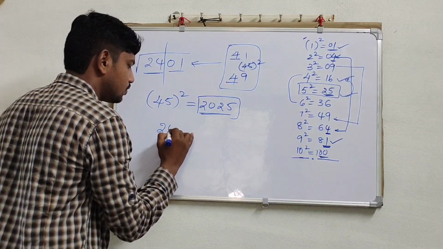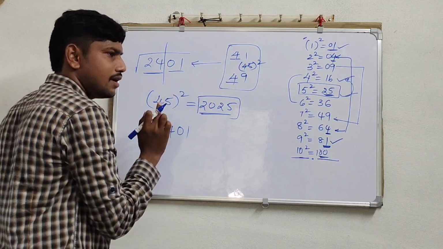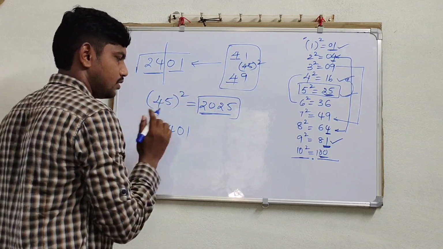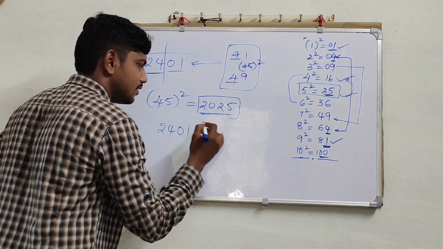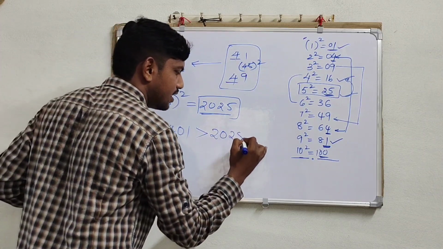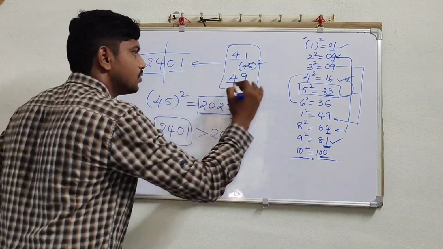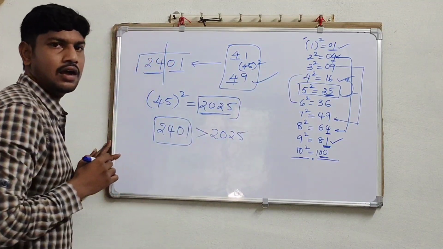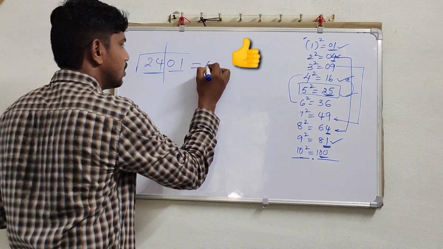If you see 2401, it is either less than this number or greater than this number. You see that 2025 is very much less when compared to the given number. That's why the given number is greater. We should go for the greater number among the possibilities. The answer here is 49.